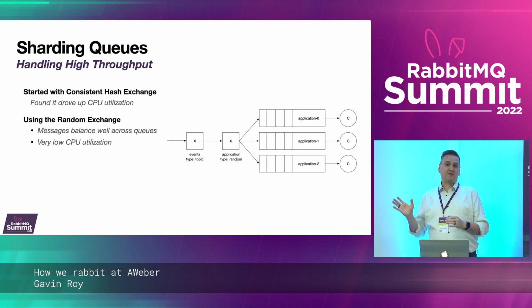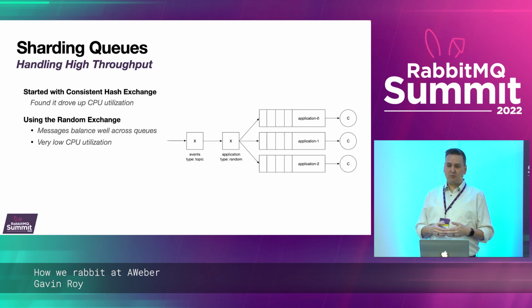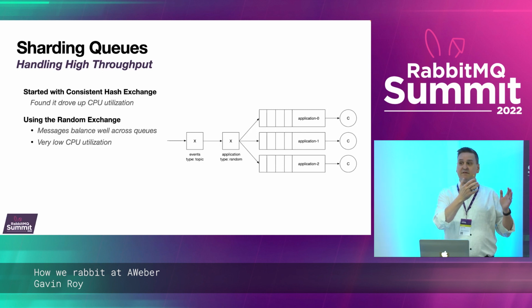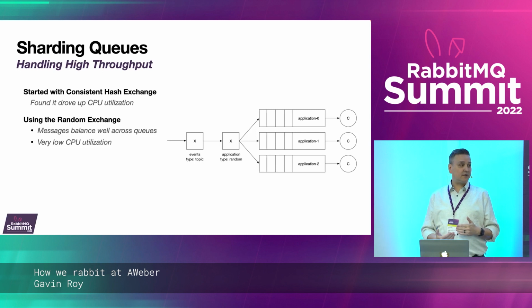And we started this process by using the consistent hash exchange. So we're like, okay, well, we publish with a message ID, and that's something that we can easily hash on. So let's use the consistent hash exchange. Let's create a bunch of sharded queues, and we'll bind that exchange to the event exchange, and we'll put the consumers on it. And what we ran into is under load that created extra CPU utilization because it's performing the hashing operation on the property of every message that it's doing.